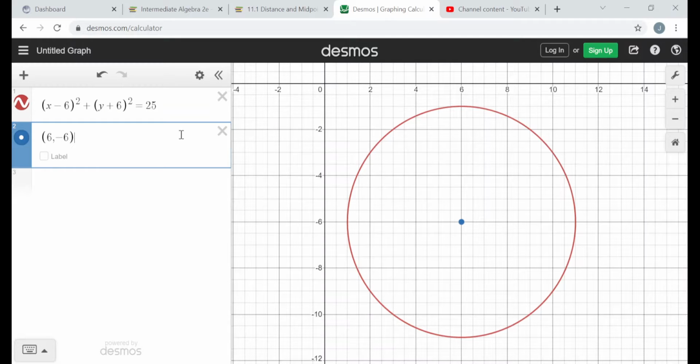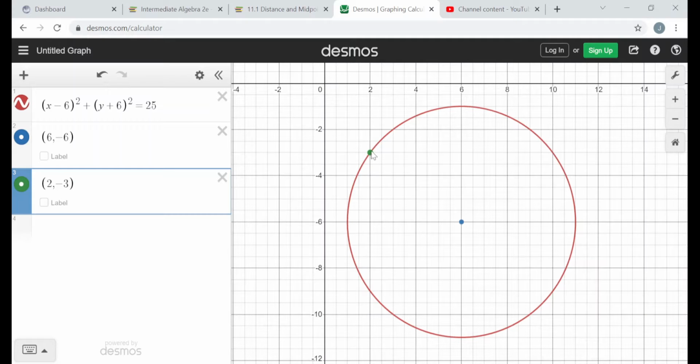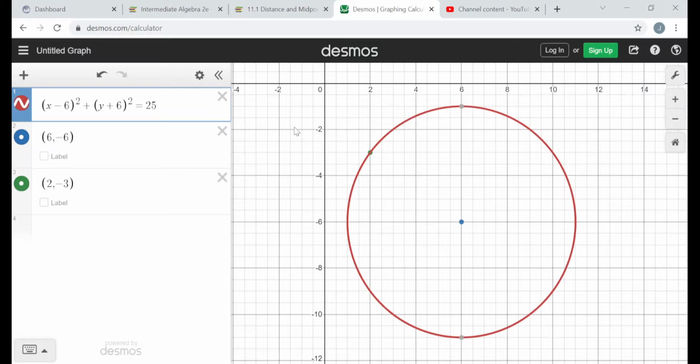And they also told us, remember, the point 2, negative 3 should be on this. So I'll plot the point 2, negative 3, and look at that. See, there it is on this red circle. Center 6, negative 6, point on the circle 2, negative 3. And the distance between these 2 points is 5 units. And it should be that way for all the points.